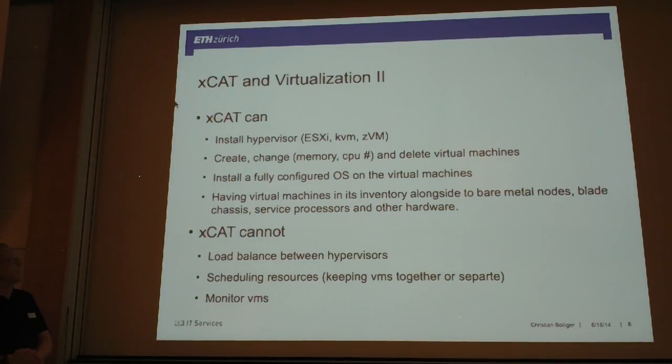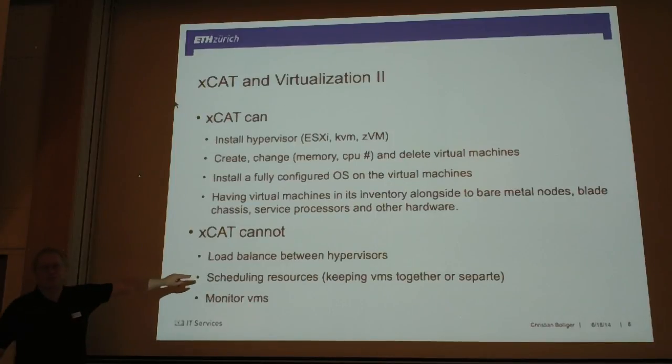So xCAT can install this hypervisor and so on. I showed that. What it cannot do is load balancing, vMotion, scheduling resources, in the sense of if you have two, in our case, two LSF machines, you don't want to have them on the same hypervisor. They always should be on two different hypervisors, because now and then somebody turns off ESX, happened to me Tuesday.